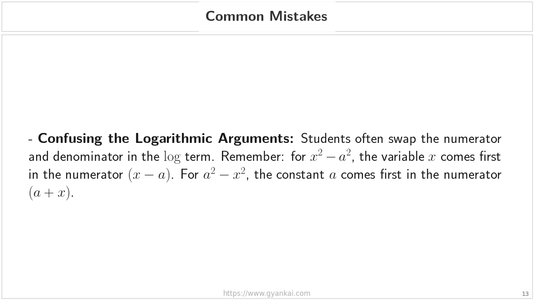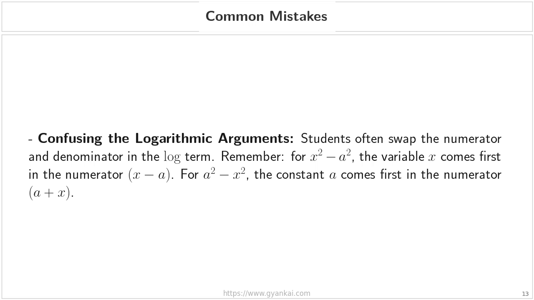First, let's talk about confusing the logarithmic arguments. Remember those formulas we derived using partial fractions? Specifically, the ones involving the natural logarithm. It's really easy to mix up what goes inside the logarithm. When you have an integral resulting in a logarithm with a fraction, the order of terms in the numerator and denominator is crucial. If your denominator was x squared minus a squared, in the log, you'll have x minus a divided by x plus a.